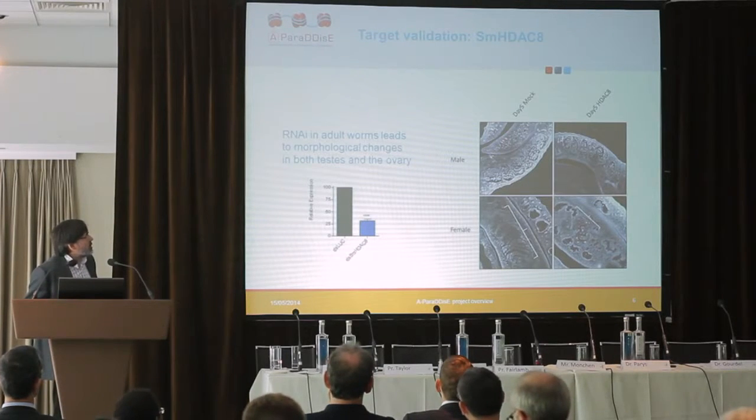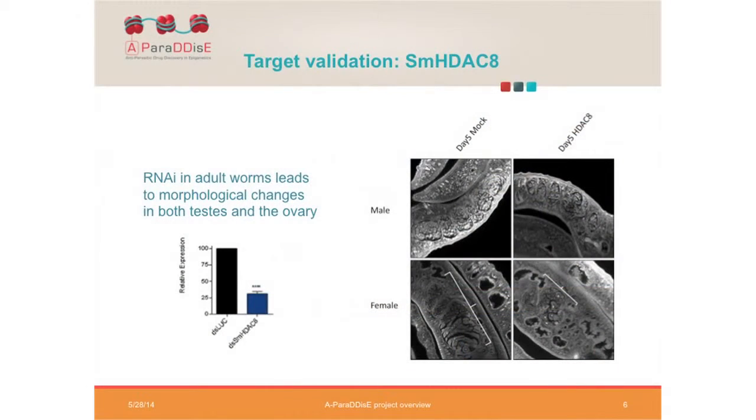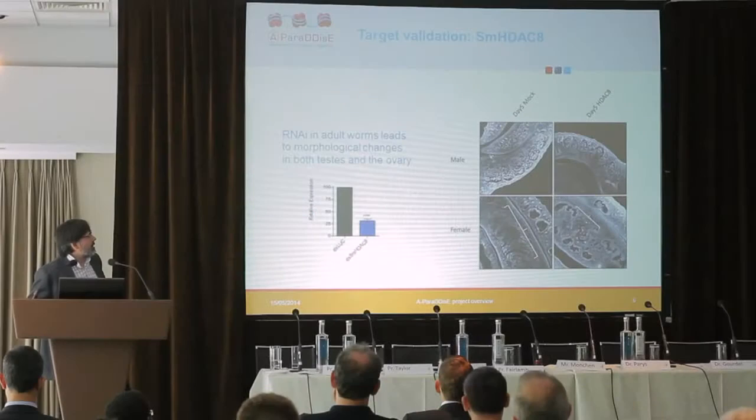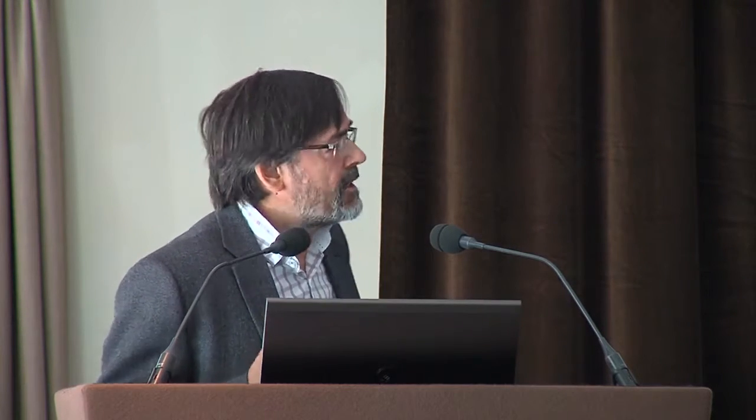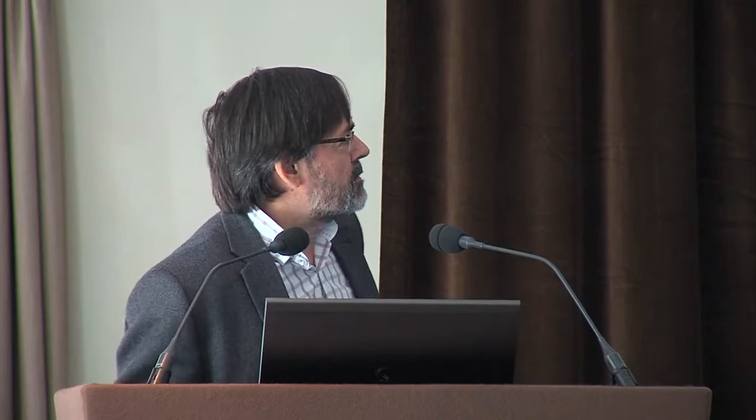We did this again in adult worms. Sorry, I should say the previous work was done in a partner laboratory in Brazil, in Guilherme Oliveira's lab in Belo Horizonte. And this was done in our lab, and it's RNAi in adult worms. And when you do this, you knock down the transcript, you can produce differences in the testes, and particularly in the ovary, shown on the right of female worms, where the ovary becomes much smaller and shows some morphological changes. So taken together, we felt that these were indicative that SmHDACB was a reasonable target.